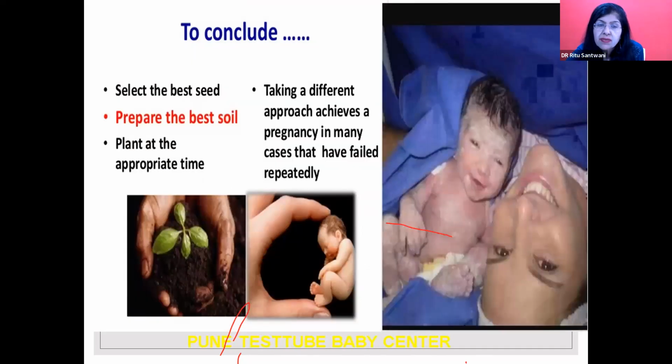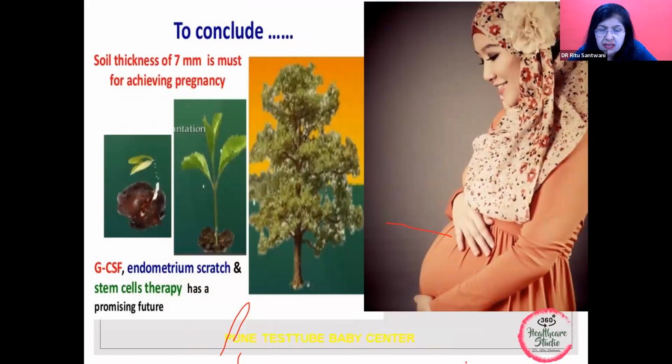To conclude, we have to select the best seed, prepare the best soil, and plant at the appropriate time. Taking a different approach achieves pregnancy in many cases that have failed repeatedly. So a soil thickness of 7 mm is needed to achieve a good outcome. G-CSF, endometrial scratch, and stem cell therapies are of a promising nature.